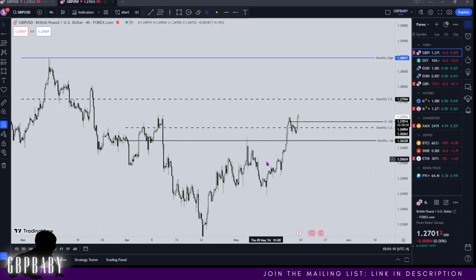Definitely in the long term, moving over the next few weeks, I do want to see this monthly high get traded to. But this week specifically, I'm watching for this monthly consequent encroachment to get traded to, with potential to reach for these highs as well.